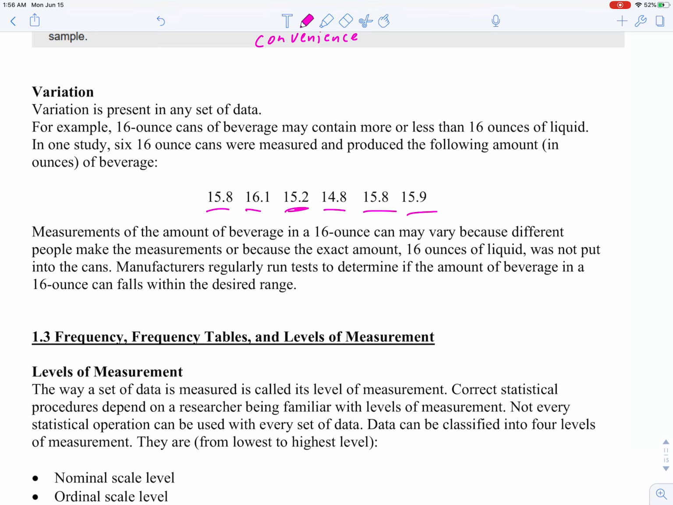Measurements of the amount of beverage in a 16-ounce can may vary because different people make the measurements, or because the exact amount, 16 ounces of liquid, was not put into the cans. Something in the manufacturing process went wrong. Manufacturers regularly run tests to determine if the amount of beverage in a 16-ounce can falls within the desired range. Right? You don't want to be selling a 16-ounce can of soda and only putting 14 or 15 ounces in. Your customers will get mad.